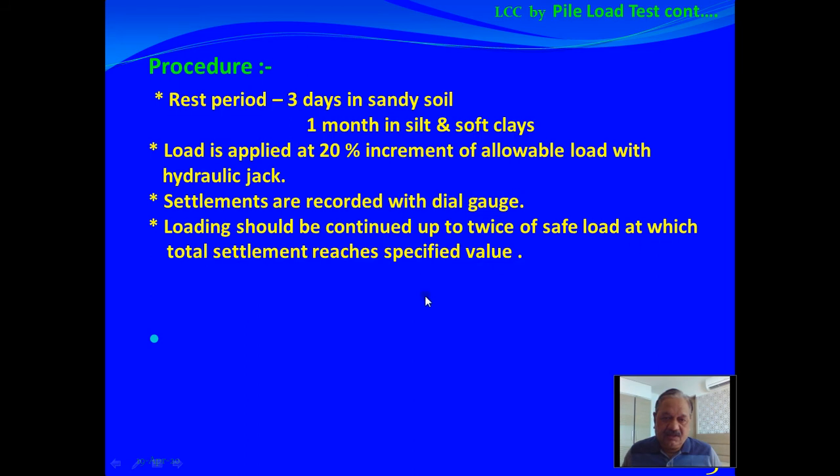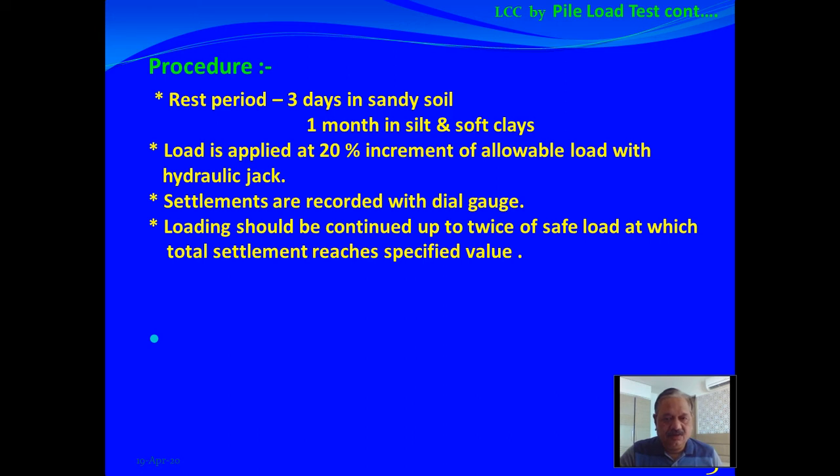Then the procedure: after installing a pile, that means after driving or after cast in situ installation of a pile, usually a rest period is allowed. That means if it is in sandy soil, the testing is done after 3 days, and if it is installed into silt or soft clays, then usually 1 month is allowed as a rest period, and after 1 month a test is carried out.